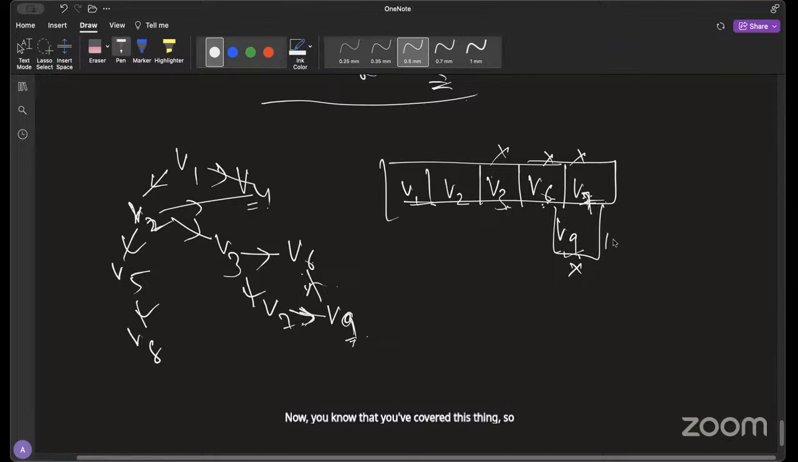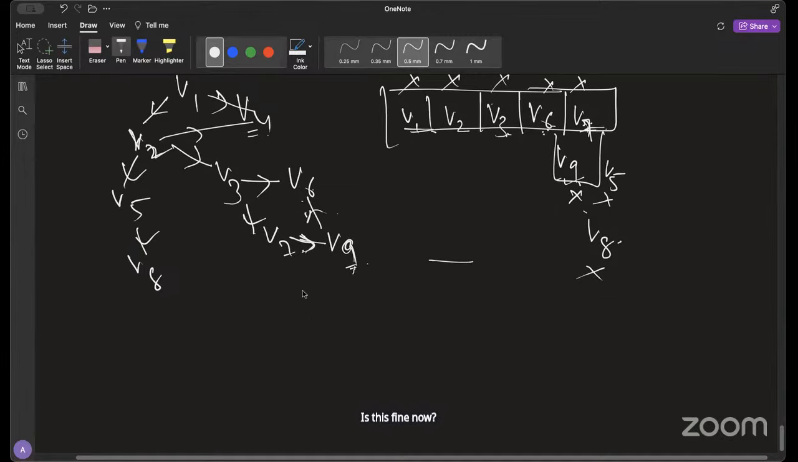So you go to V5 next. And then from V5, you go to V8. And then you see there's nothing to explore from V8. So V8 is done. Nothing to explore from V5. V5 is done. Nothing to explore from V2. V2 is done. And then back to V1. V1 is also done.